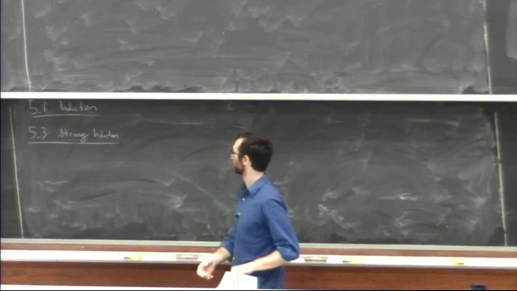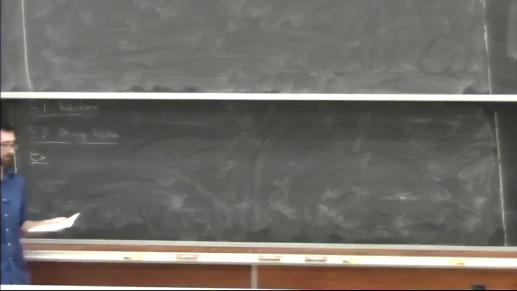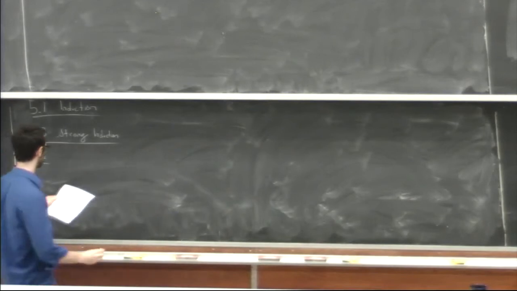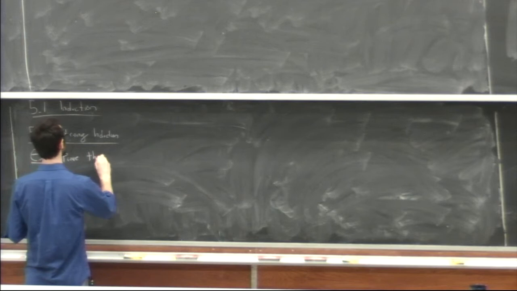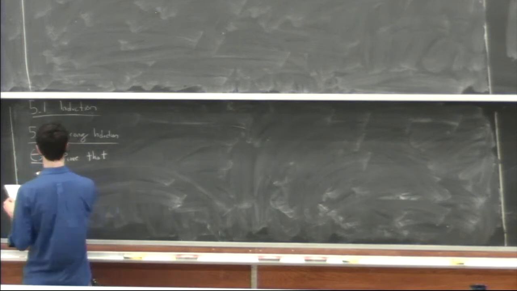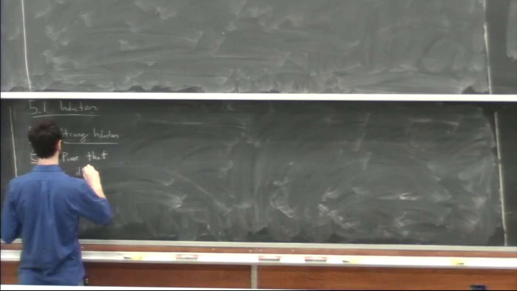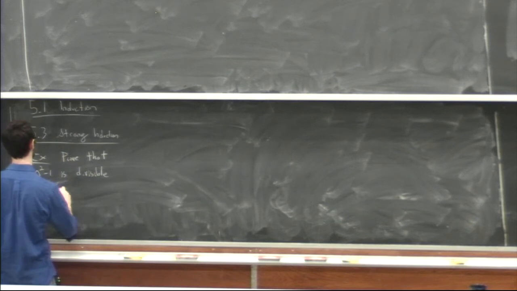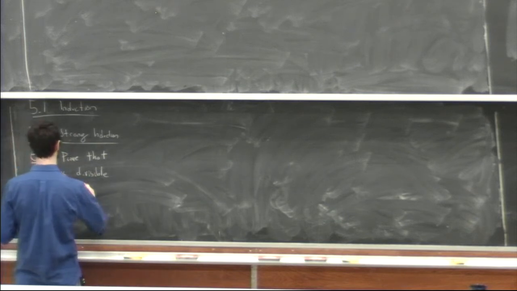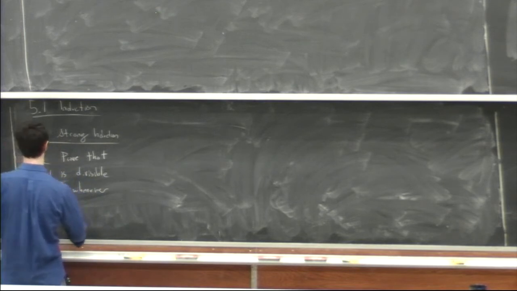Okay, so the example that I want to do is as follows. Let's prove that n squared minus 1 is divisible by 8 whenever n is an odd positive integer.